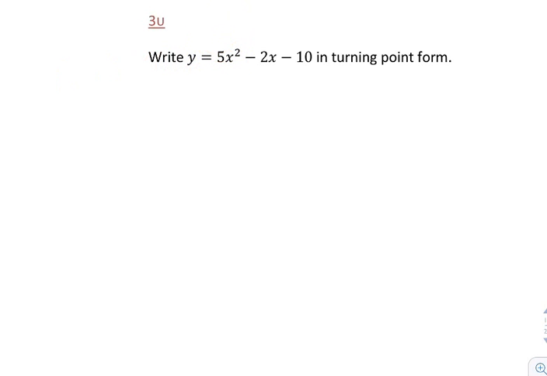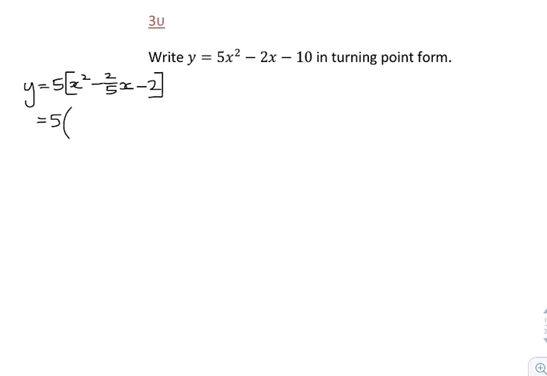So we're going to divide through by a, which will give us y equals 5 bracket x squared minus 2/5 x minus 2. Note I've used square brackets because I'll use curved brackets inside there.